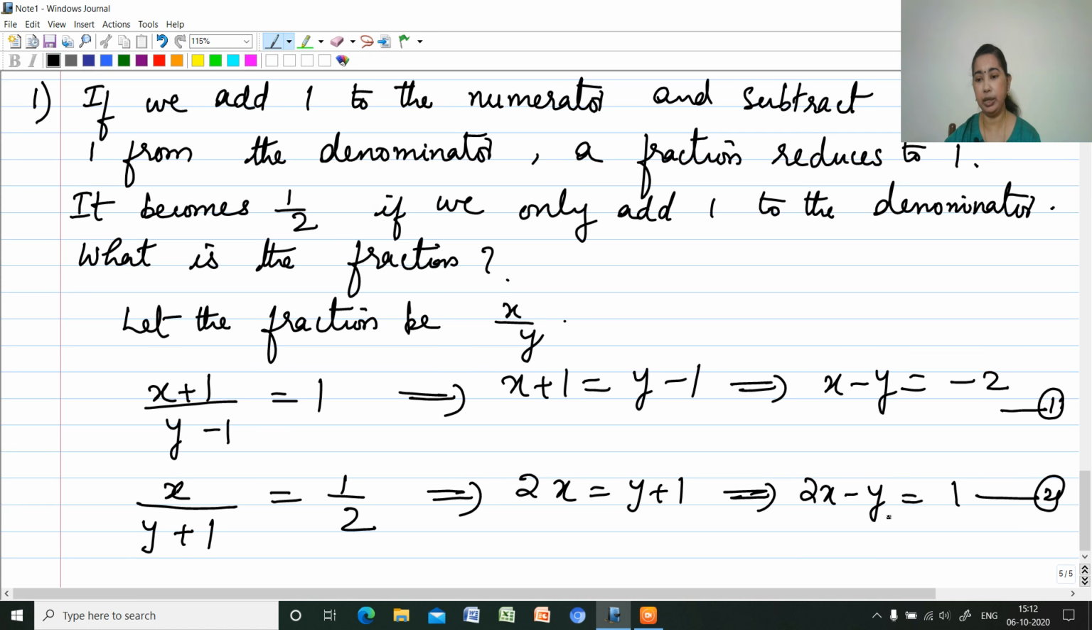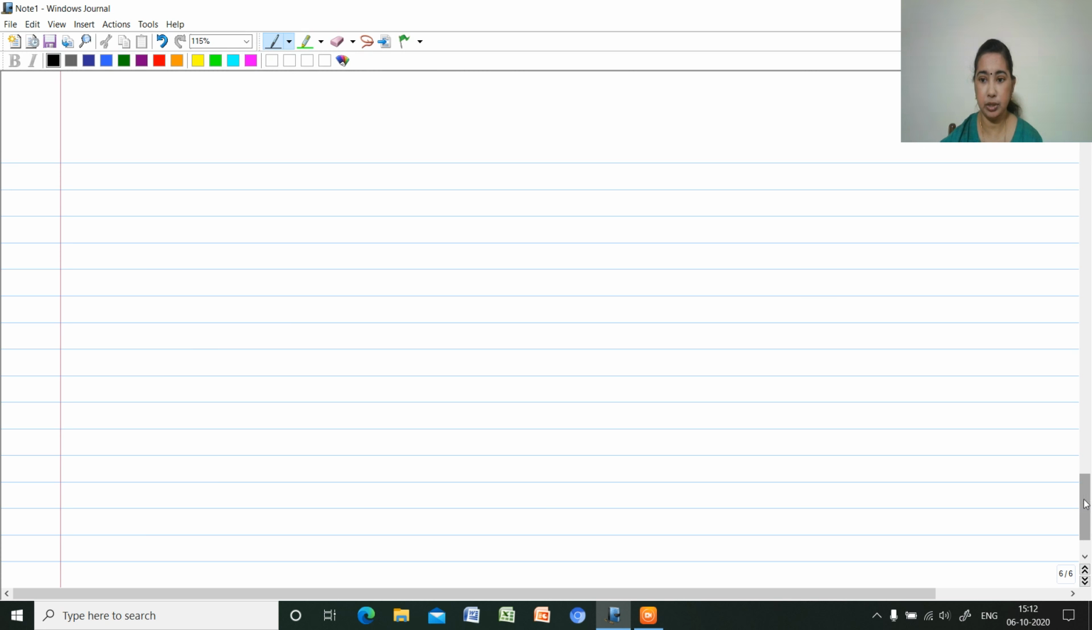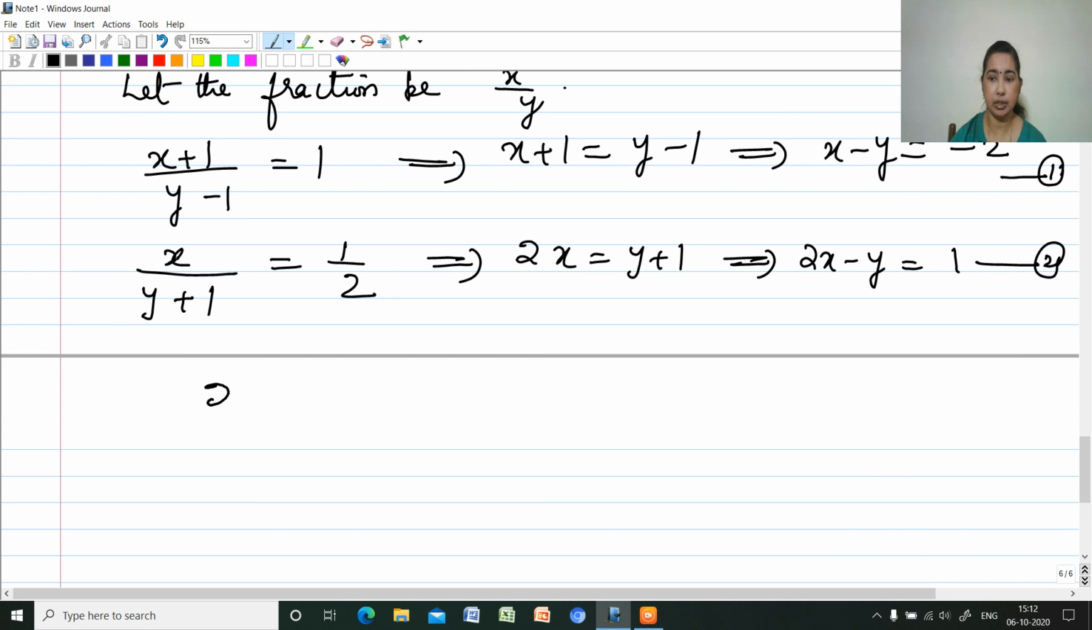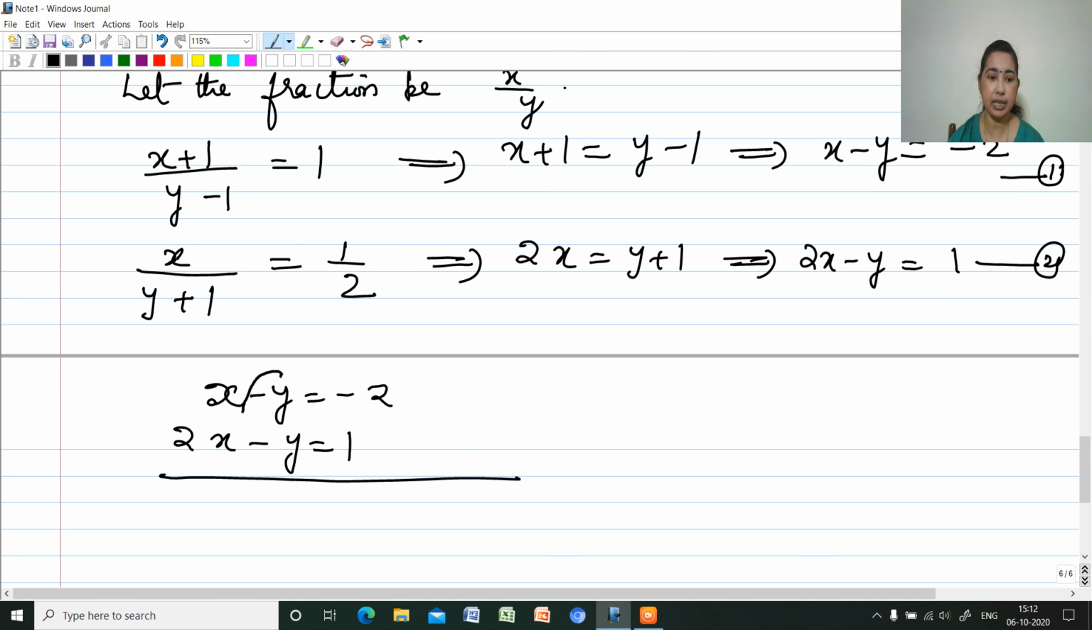Now solving both the equations, we will get the values of x and y. So the first equation is x minus y equal to minus 2. The second equation is 2x minus y equal to 1. In these two equations, we can see that the y variables are the same and have the same sign. If same sign, you have to subtract. So you get x minus 2x, that is minus x, equal to minus 2 minus 1, that is minus 3. So x equal to 3.